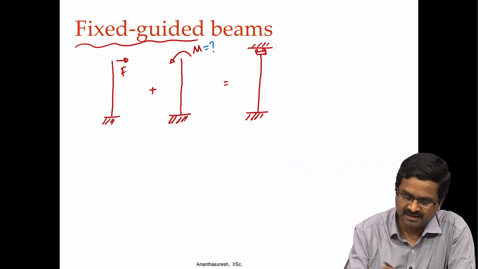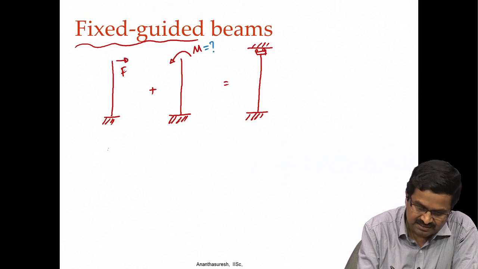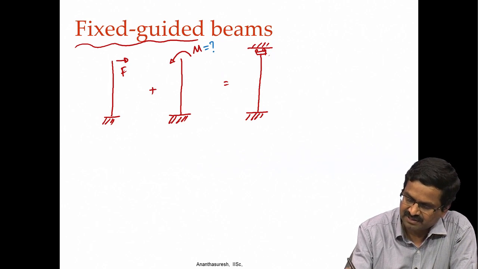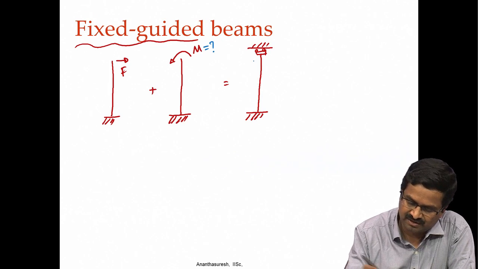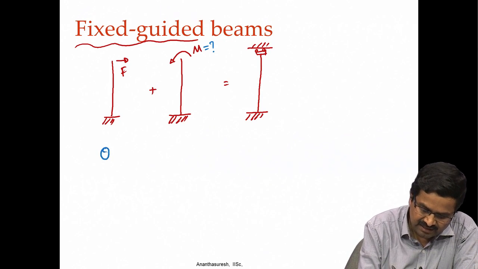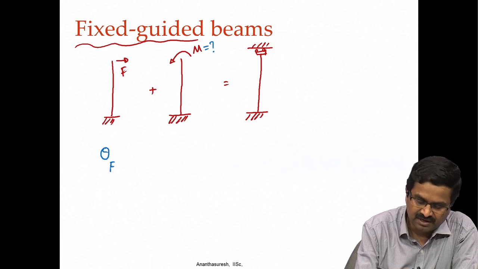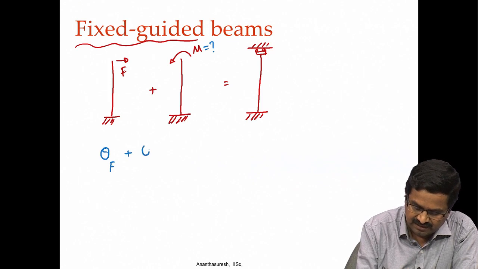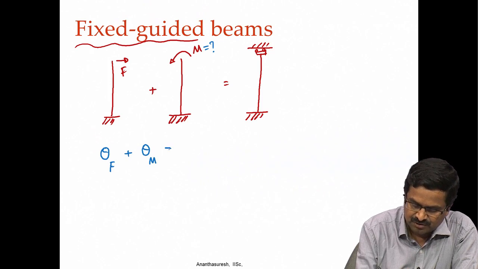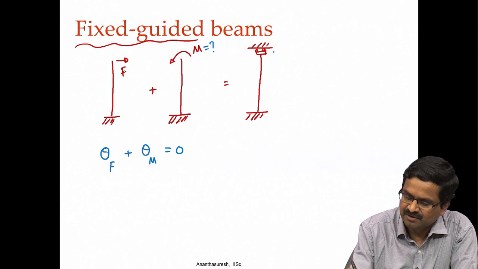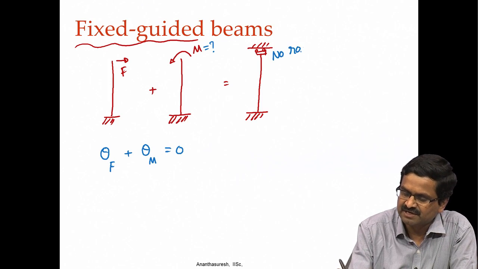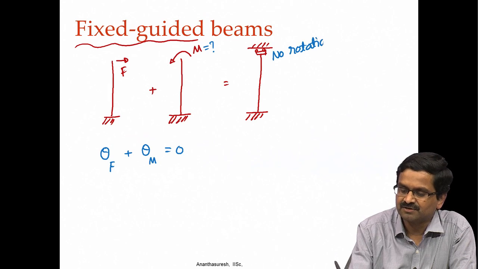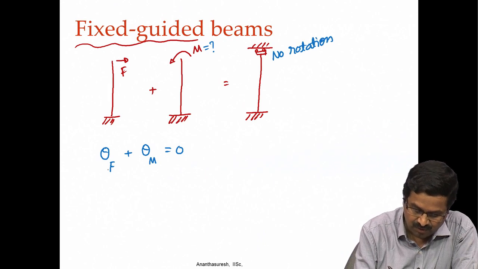But we can find the M based on the fact that if you do linear superposition, let us say the angle here, that is the rotation for this one and this one, theta at the free end due to F plus theta due to moment M should be equal to 0, because there is no rotation here, because we said that block does not rotate. So, what is theta F?